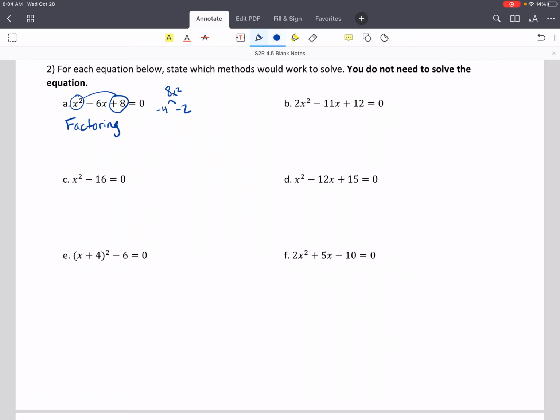Taking a square root would not be a good choice because I have this -6x in here. That x is not being squared, so that wouldn't be a good choice. For completing the square, I just need to check if a equals 1 and b is even. I have no coefficient for an x squared, so a equals 1. B is -6, which means b is even, so we can complete the square. And quadratic formula is always going to work. So I'm going to put quadratic formula.